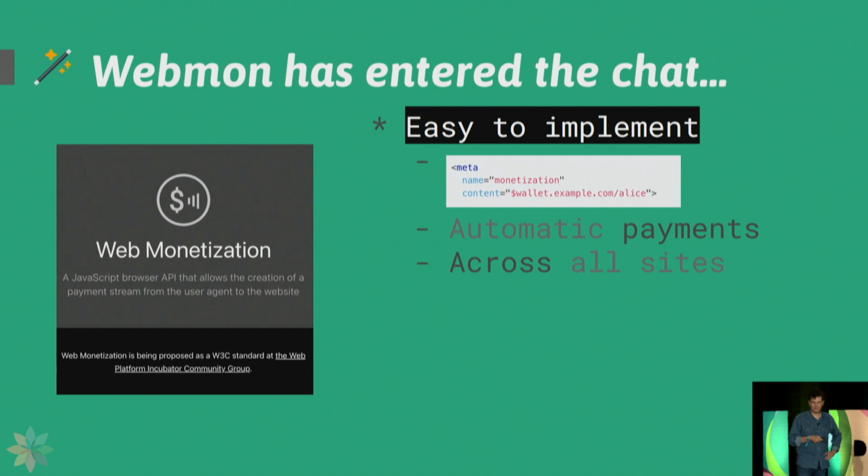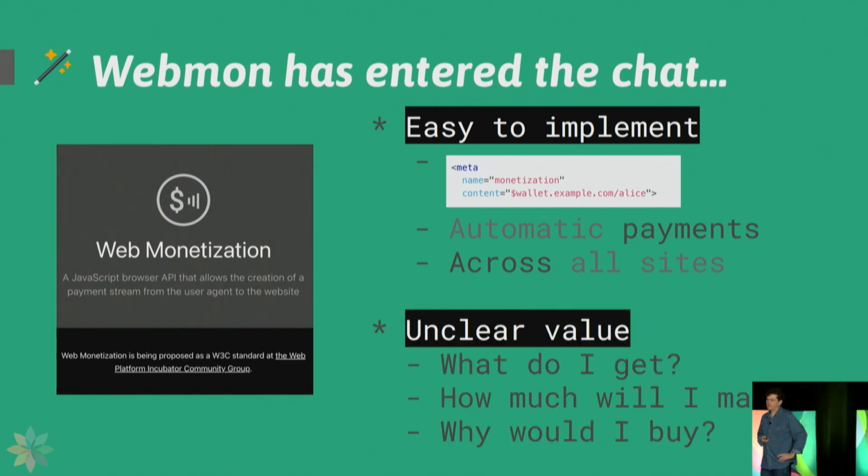I'm guessing you all know what web monetization is. It's super easy to implement. You put a meta tag on the site, and it immediately starts sending payments to the person's payment pointer. This is really magical because it works across all sites. It's automatic. There's no button to press. There's no interruption as you go to the website. It's the reason that I'm excited about web monetization.